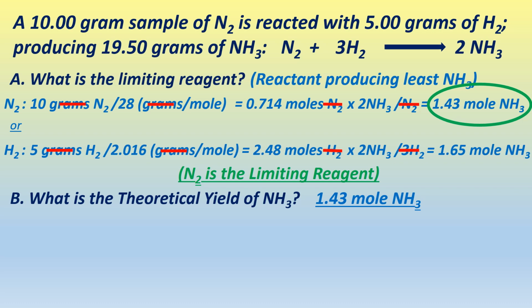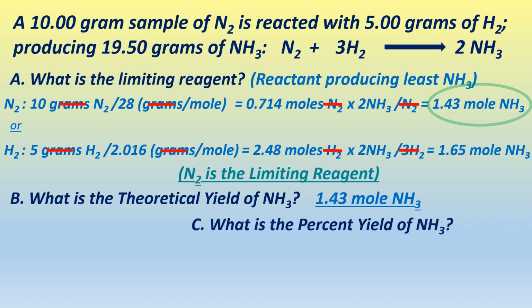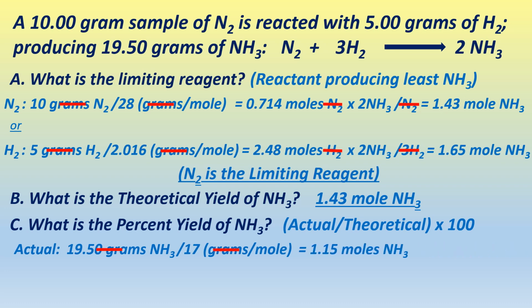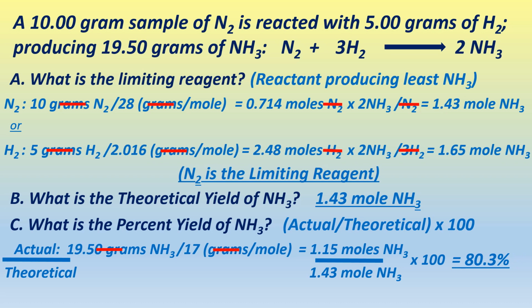One can then find out how efficient this reaction is. The efficiency of a reaction is called the percent yield. That's calculated by the actual yield over the theoretical yield times 100. In this question, we are told that we actually produce 19.5 grams of ammonia. At 17 grams per mole, that's 1.15 moles of ammonia produced. Out of the theoretical yield of 1.43 moles of ammonia, that means this reaction is 80.3% efficient.